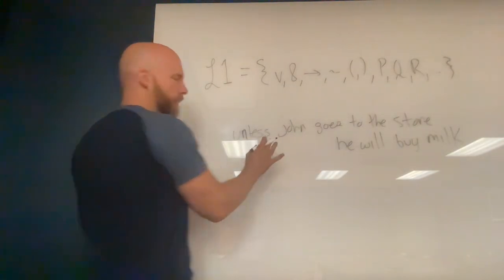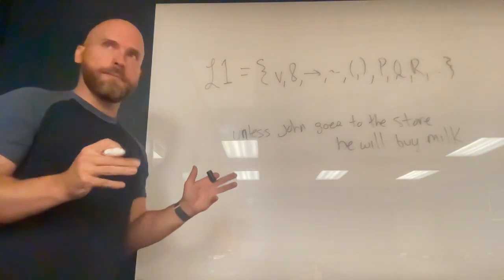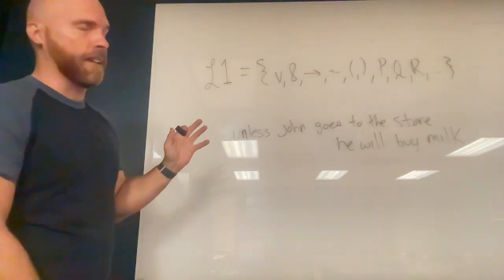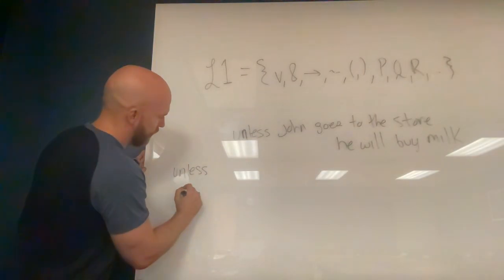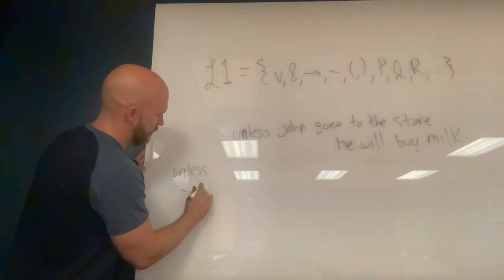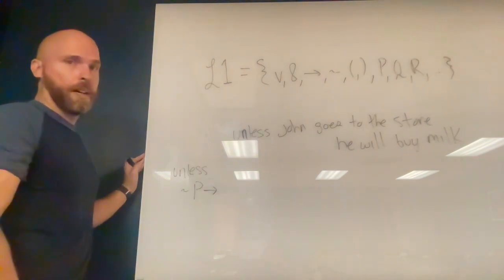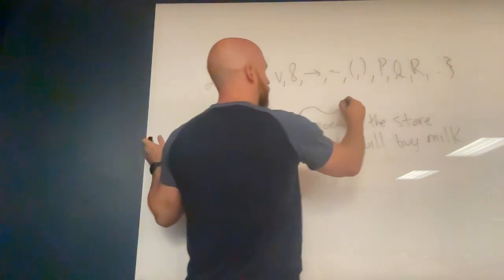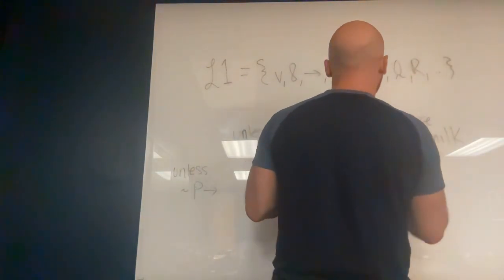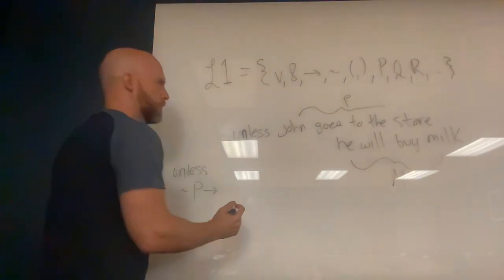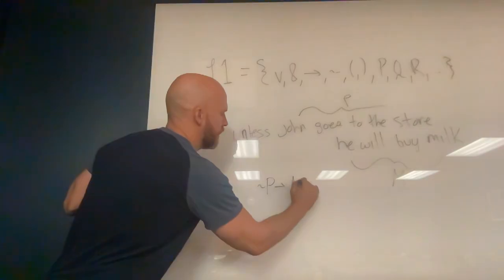As a rule of thumb, you can treat "unless" as "if not," or "not if," that is. So when you see "unless," you can treat it as "not" something that precedes a material conditional. So if I have "John goes to the store" as P, and "John buys milk" as M: "Unless John goes to the store, John will buy milk." If not P, then M.